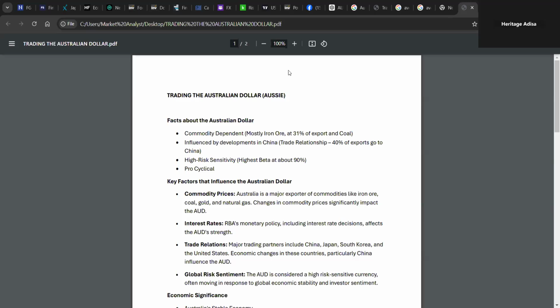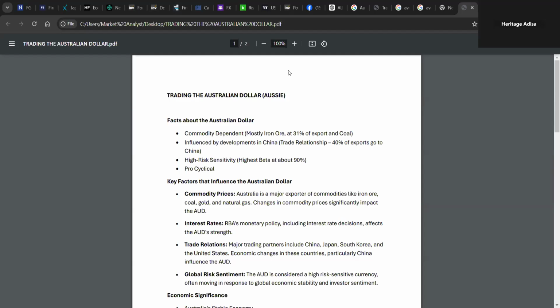Now, part of the analysis and information involves certain factors that we're about to look into. By understanding the facts around this currency and the factors that influence the price, we can better make decisions in our trading. Number one fact that you want to know is the Australian dollar is one of the commodity currencies. It is dependent on commodities. Australia is big on commodities. They are well endowed with commodities like natural gas and gold. But most importantly, the commodity that dominates their exports is iron ore. About 31% of Australia's exports is iron ore.